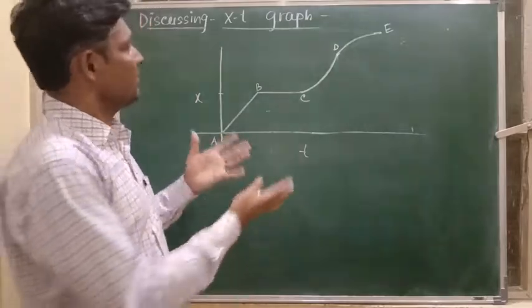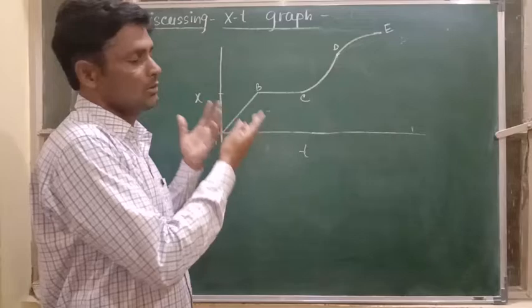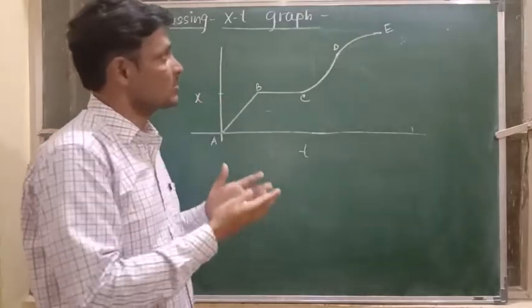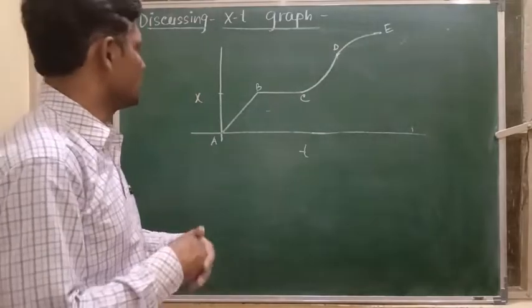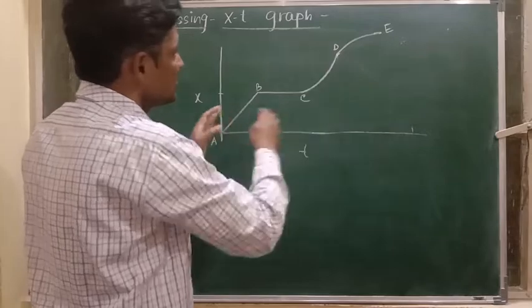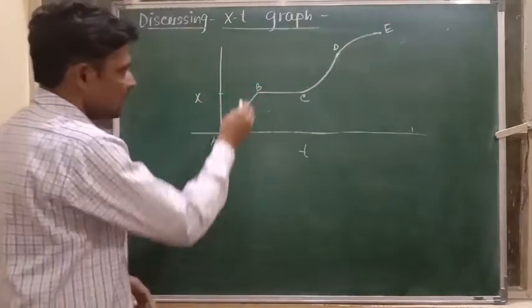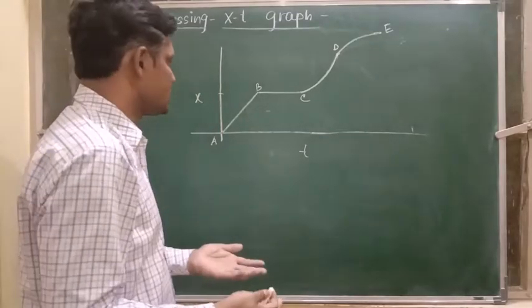Students, we have an x-t graph, and how can we discuss what this graph shows us? What can we calculate from this graph? We can easily find out. Now in this x-t graph you saw different portions of the graph. Here, A to B, what is the velocity and how does the object move?